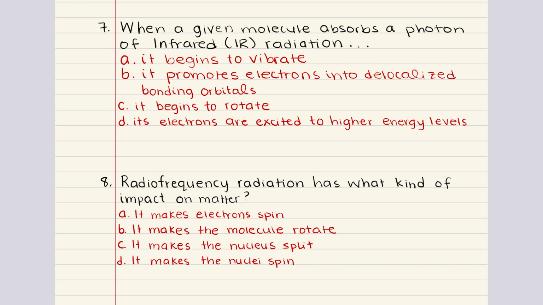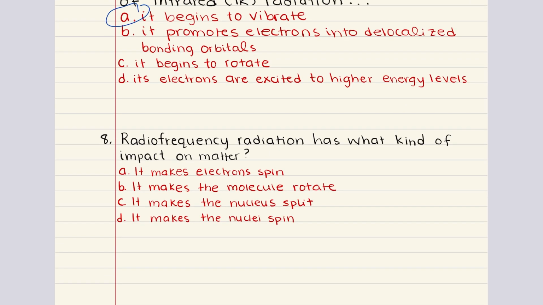When a molecule absorbs a photon of infrared radiation, it gains energy that causes vibrational motion within its chemical bonds. Infrared radiation does not have enough energy to excite electrons to higher energy levels or cause molecular rotations. Instead, it interacts with bonds, making them stretch or bend in specific ways. So the correct answer here is A. It begins to vibrate.